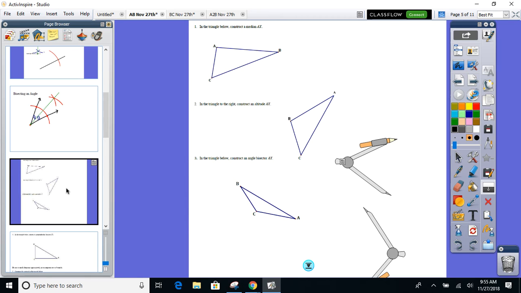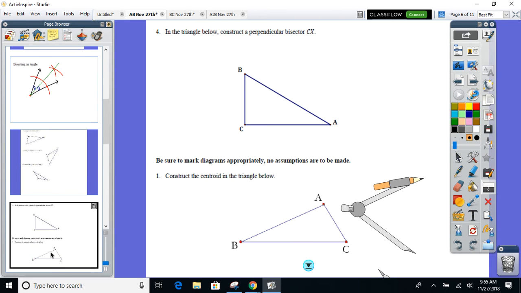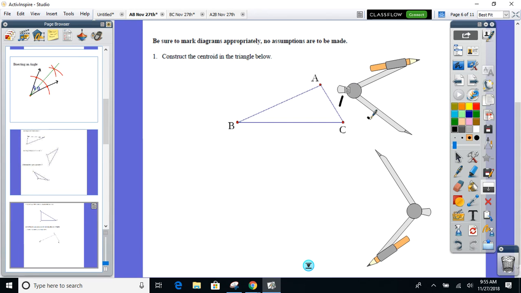You don't have this one either? We're on fire here. Okay, construct the centroid. I better get to that one then. Construct. How about this one right here? Yeah. All right, here we go.